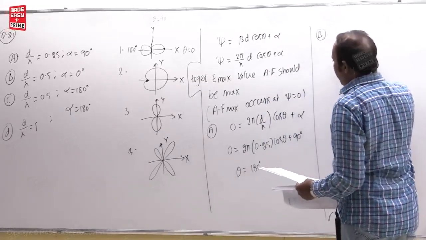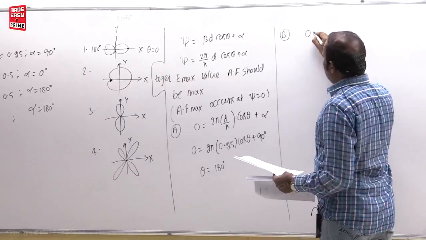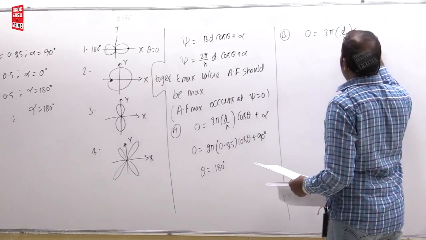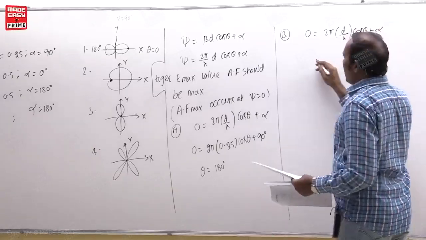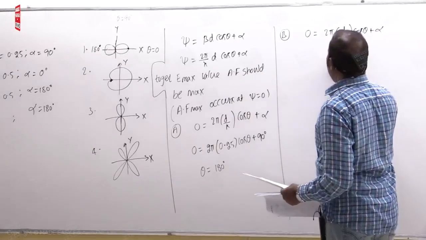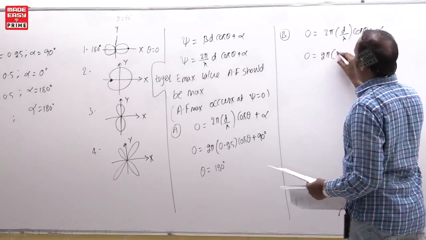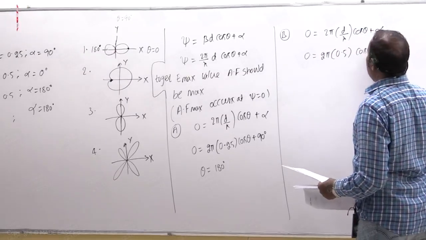In option B, this is the general equation I am writing, 2 pi d by lambda cos theta plus alpha. In the second option, d by lambda is given as 0.5 and cos theta.